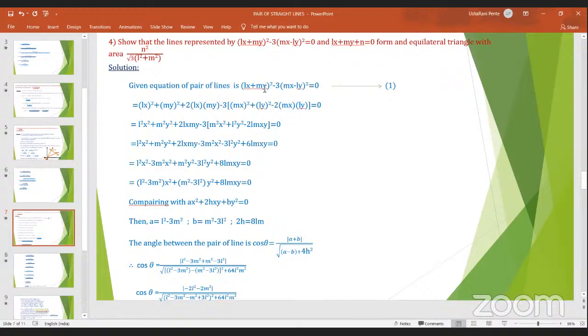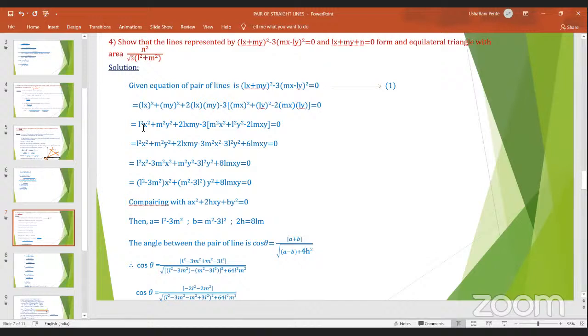Now we are expanding this one, by using the formula (a + b) whole square, and this by using the formula (a - b) whole square. (a - b) whole square is a square plus b square minus 2ab, and (a + b) whole square is a square plus b square plus 2ab. Now we are expanding the terms, here a is equal to lx and b is equal to my. That is (lx) whole square plus (my) whole square plus 2 into lx into my, minus 3 into, here a is equal to mx while b is equal to ly. That is (mx) whole square plus (ly) whole square minus 2 into mx into ly is equal to 0.